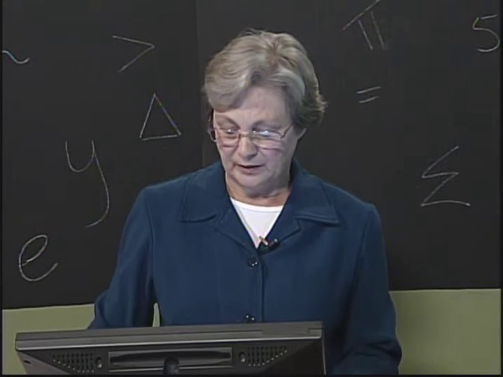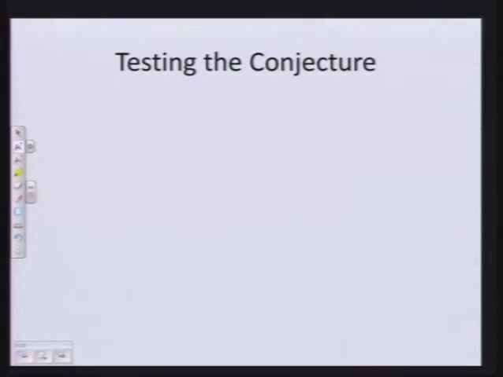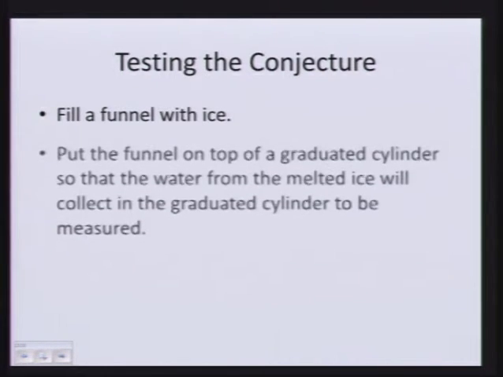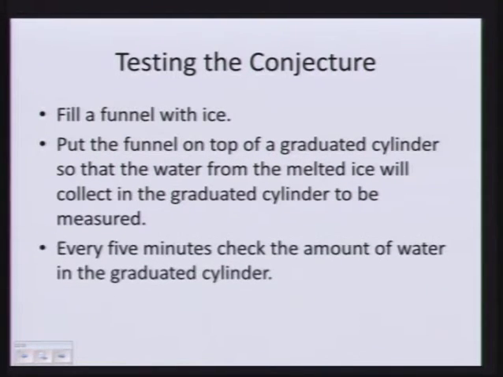To do this experiment, what you're going to do is to take a graduated cylinder, and you're going to take a funnel and fill the funnel with ice, and you're going to put the funnel on top of the graduated cylinder so that you'll be able to measure the water from the melted ice that collects in the graduated cylinder. And every 5 minutes, check the amount of water in the graduated cylinder.